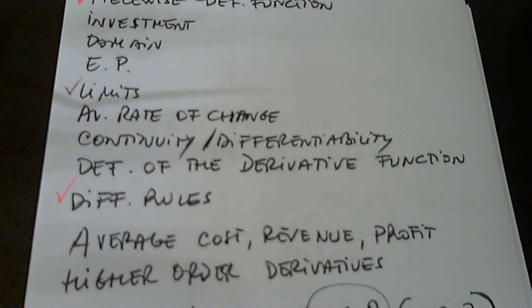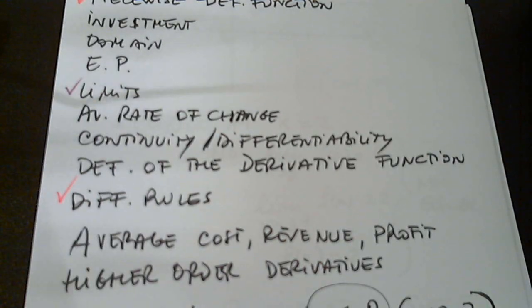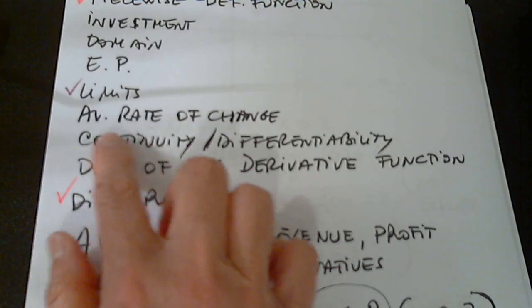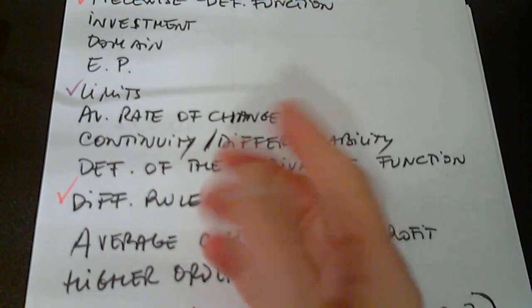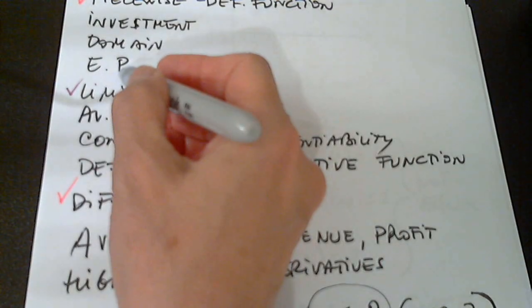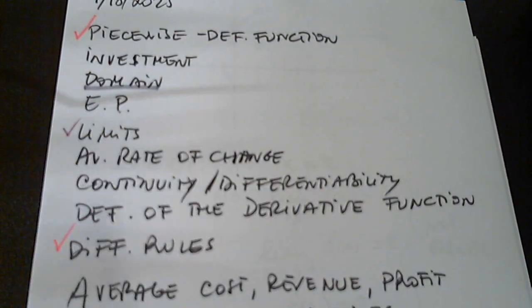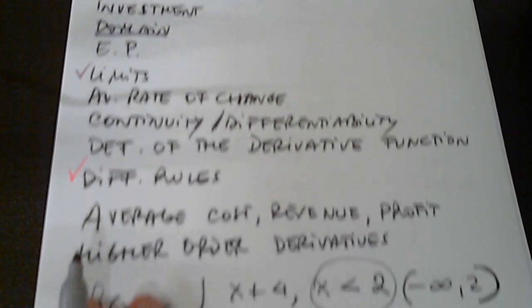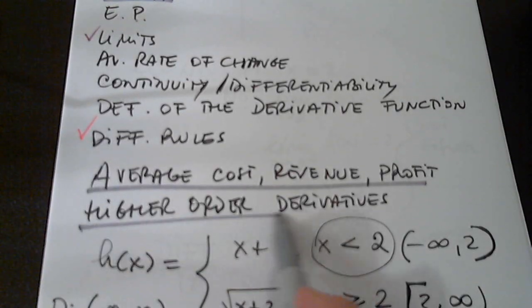Anything else? So the average rate of change, we should not have any difficulties. This is the slope of the secant line. Is this okay? We had an example with continuity and differentiability. We looked at this function and we determined whether it was continuous and if it was differentiable. This is the equilibrium point for demand and supply. This is domain. If we need examples with domain. Do we need examples with the average cost, revenue, and profit? And higher order derivatives?